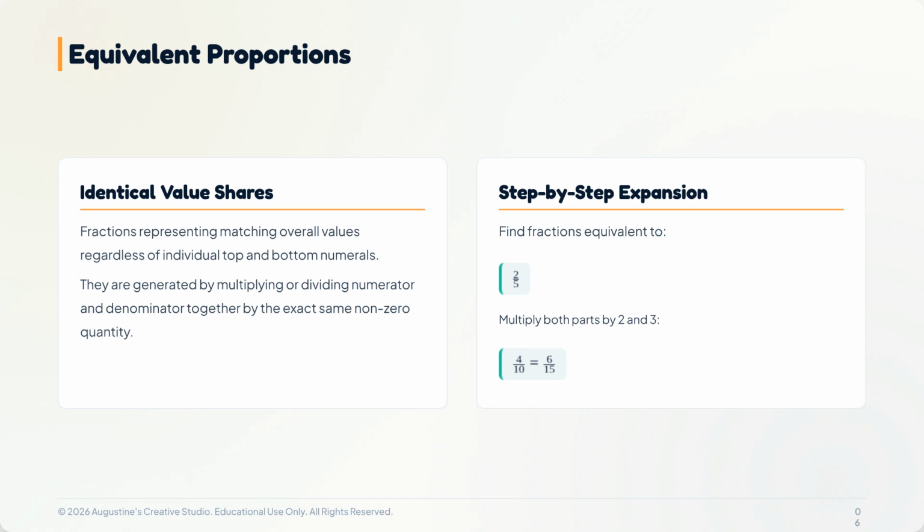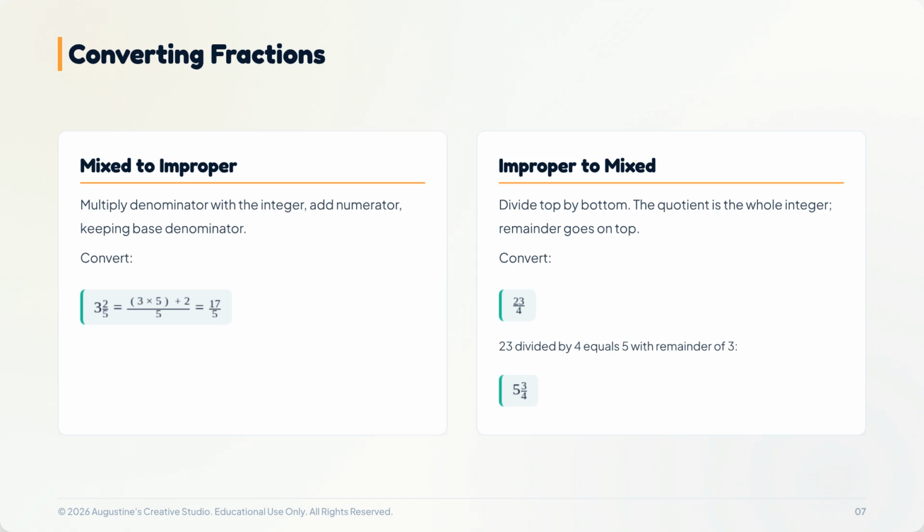Equivalent proportions represent the same overall value. You can generate them by multiplying or dividing both the numerator and denominator by the same non-zero quantity. To convert a mixed number to an improper fraction, multiply the denominator by the whole number and add the numerator. To go from improper back to mixed, divide the top by the bottom.